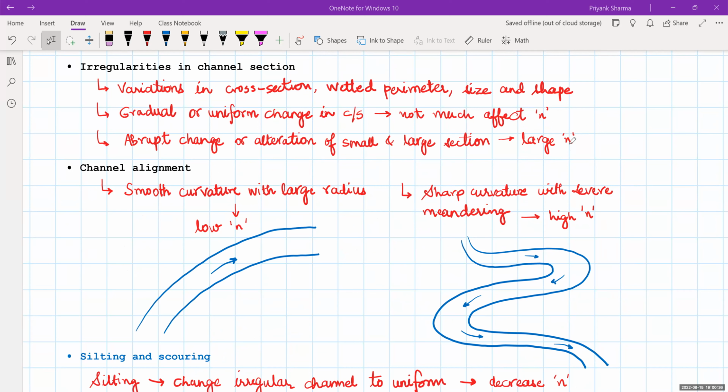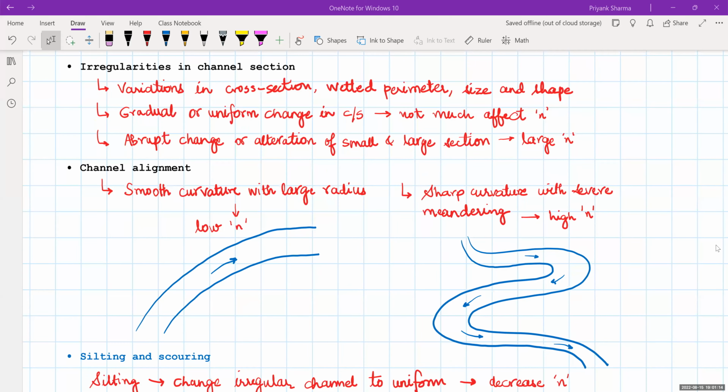Next is the channel alignment. There are two cases in that. First is a smooth curvature having a large radius. Here you can see there is a very smooth curvature and the radius is very large, so the resistance offered is less and the Manning's n value is lower. While in the case where there is a sharp curvature and severe meandering, which is what we are viewing here in plan, you can see there is a lot of resistance to flow due to secondary currents being generated, and that is why the Manning's n value is very high.